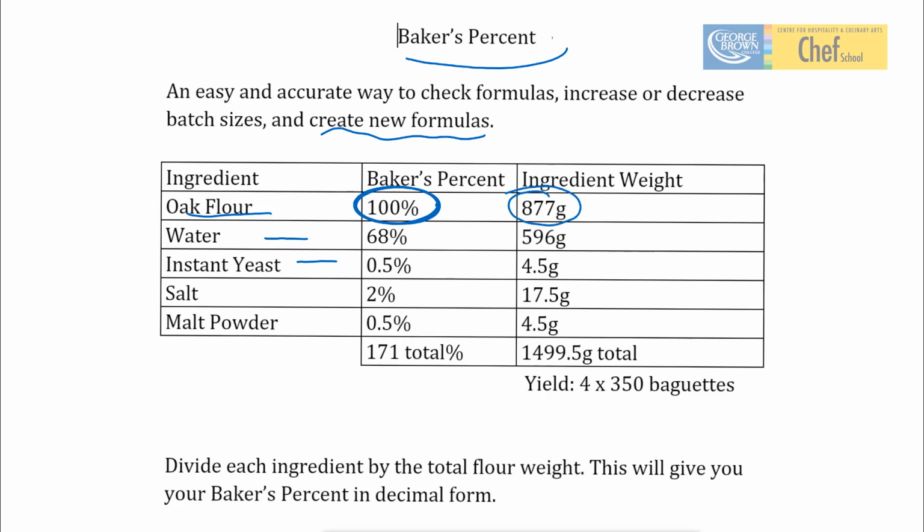Here's our flour, 877 grams. Our water, 596 grams. So, if we take our water and we divide it by our flour weight, we're going to end up with 68%. So, in other words, 596 grams divided by 877 grams is 0.68 or 68%. So, let's give a try to a whole formula.